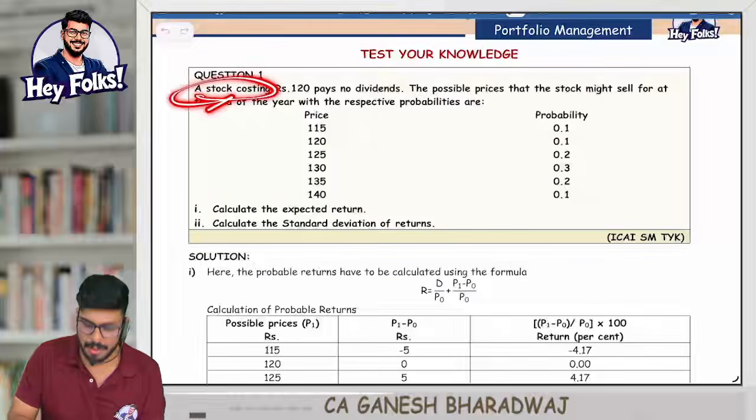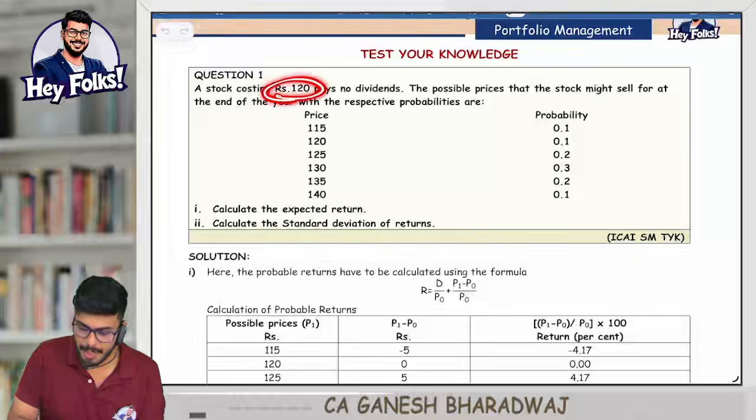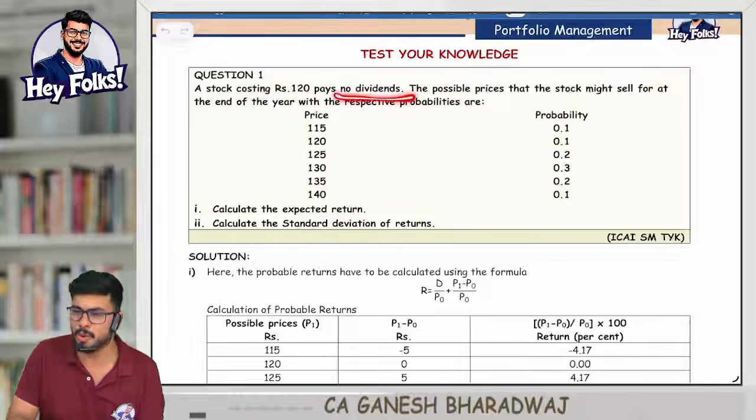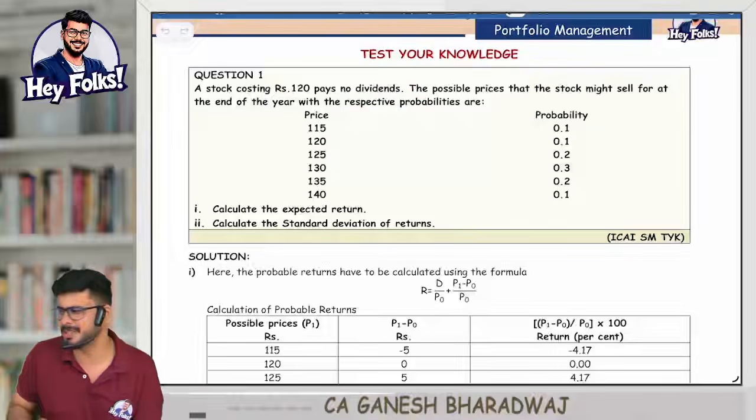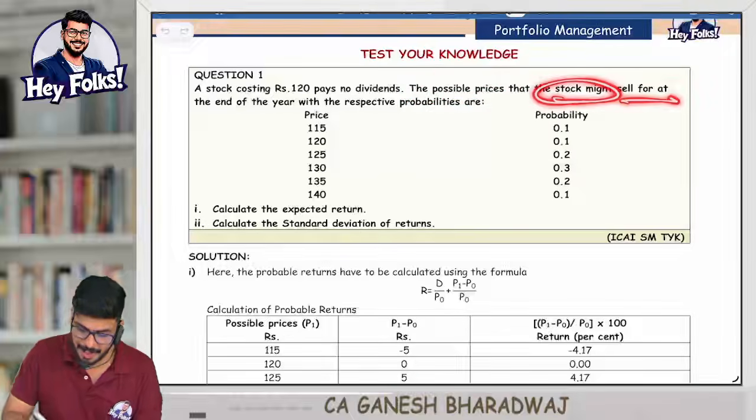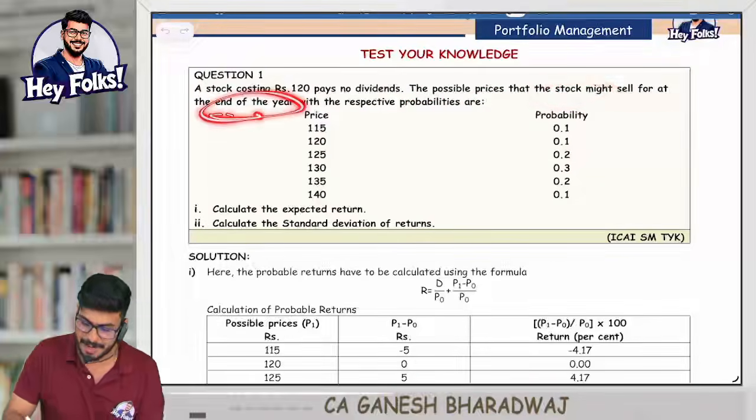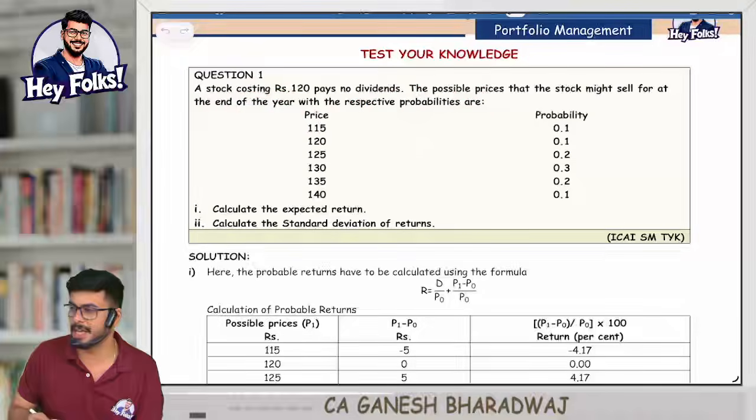A stock costing 120 pays no dividend. Now wait, what does it mean? It means the entire return is only your capital appreciation. D is 0, that's all about it. Here, the possible prices that the stock might sell for at the end of the year with respective probabilities are given as below.